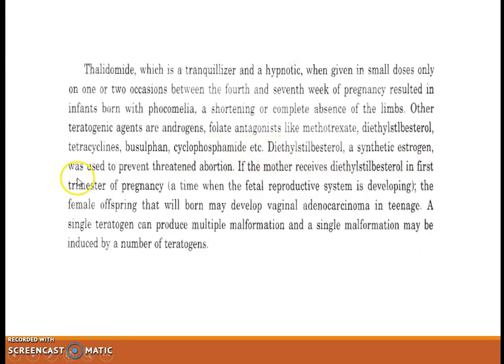Diethylstilbestrol, a synthetic estrogen, was used to prevent threatened abortion. If the mother receives diethylstilbestrol in the first trimester of pregnancy, a time when the fetal reproductive system is developing, the female offspring may develop vaginal adenocarcinoma in their teens. A single teratogen can produce multiple malformations, and a single malformation may be induced by a number of teratogens.